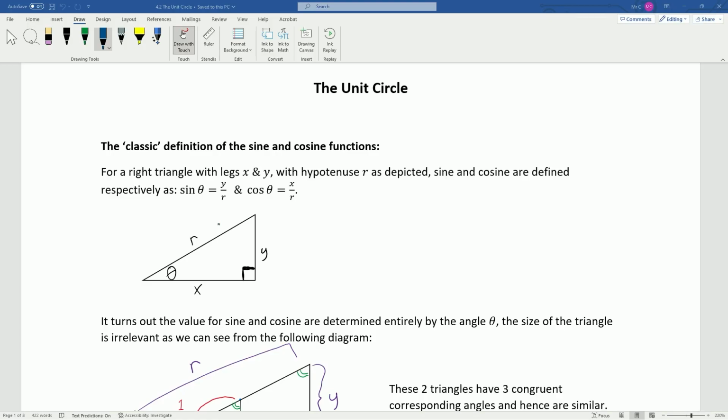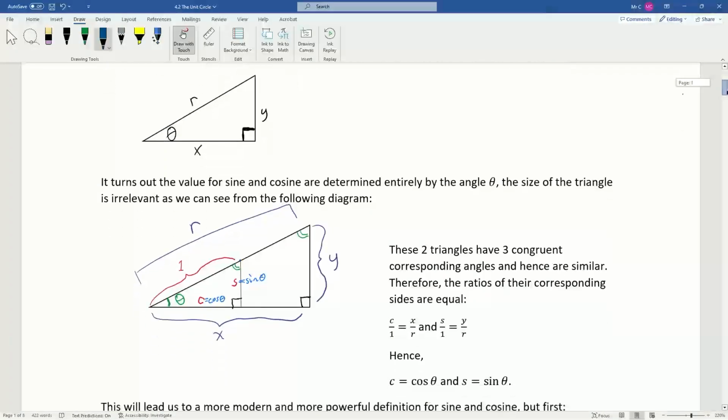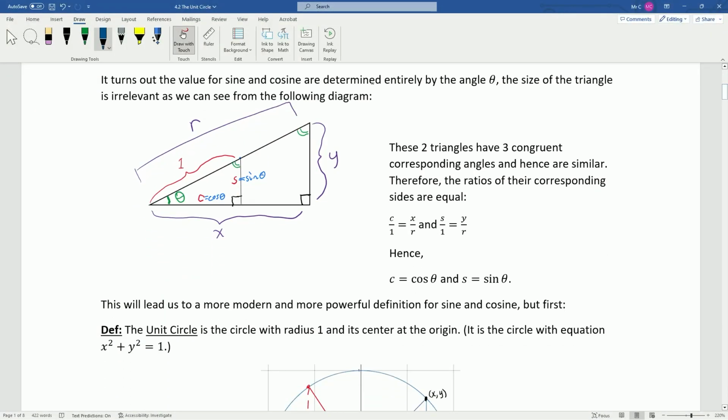So it turns out that when we look at sine and cosine, these values are determined entirely by the angle, that base angle for the triangle. The size of the triangle is irrelevant, and we can see that in this diagram here.